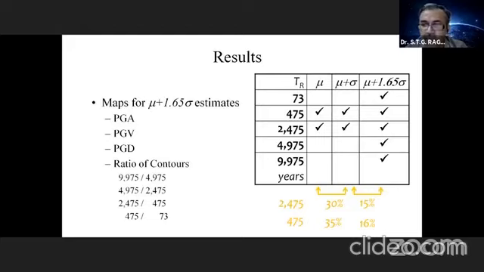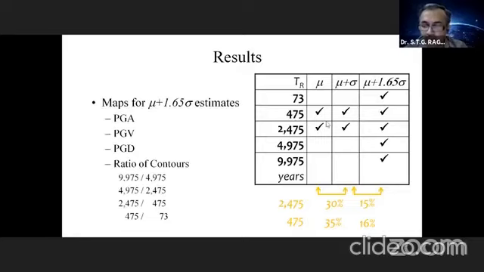they want to bring in performance-based design also. People can use, not only values for one set, we will give values for 73 years, 475, 2475, 5000 and 10,000 years also. And we also will give for the mean value, mu plus sigma, and mu plus 1.65 times the sigma, that is for the important structures. So we are going to provide values for all these, wherever I have put the ticks, for all the contour maps. And we are going to give the contour maps for PGA, peak ground velocity, and displacement. And of course, the ratios we can find out actually.